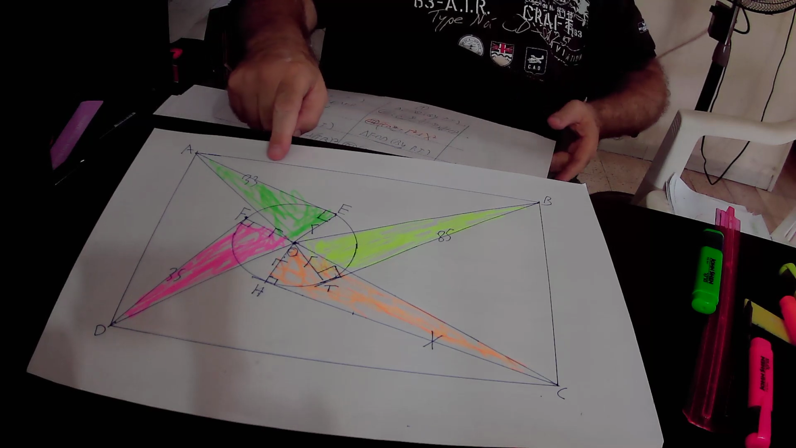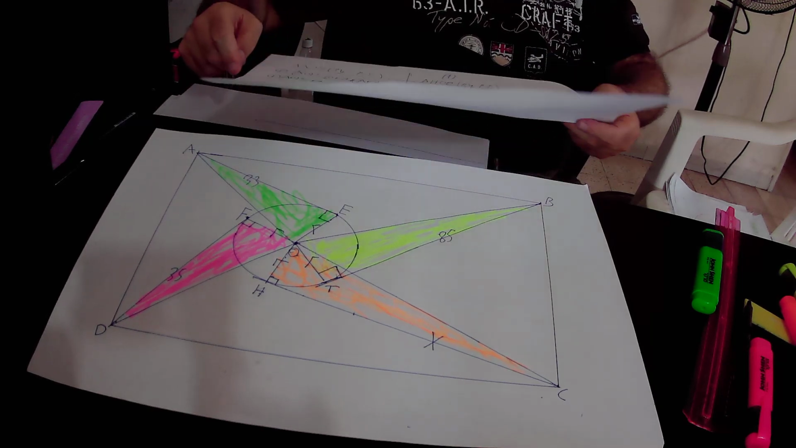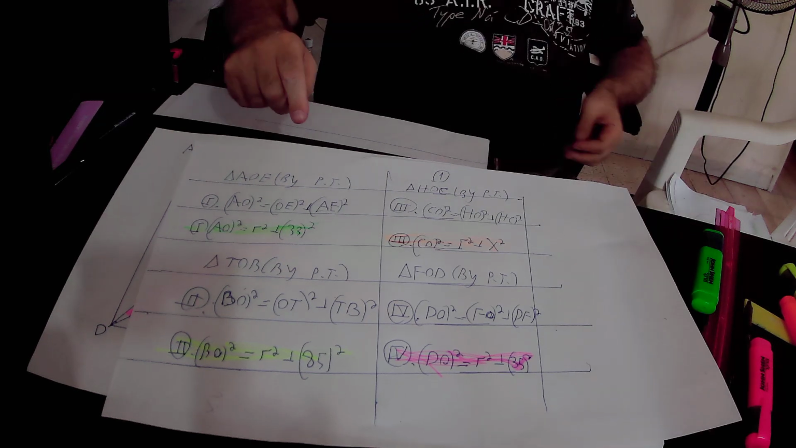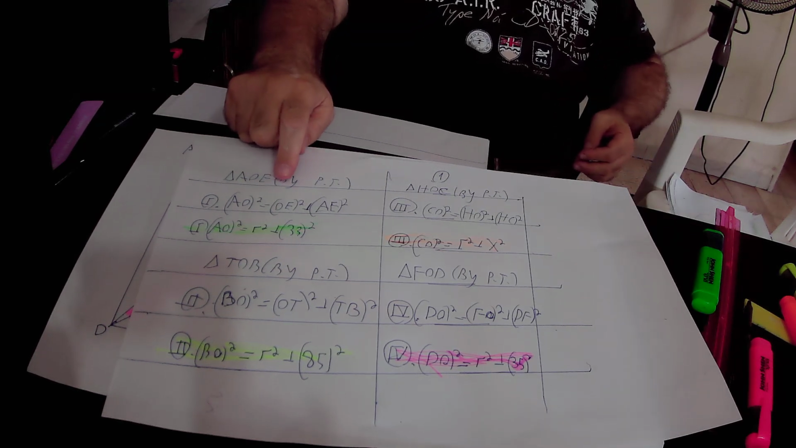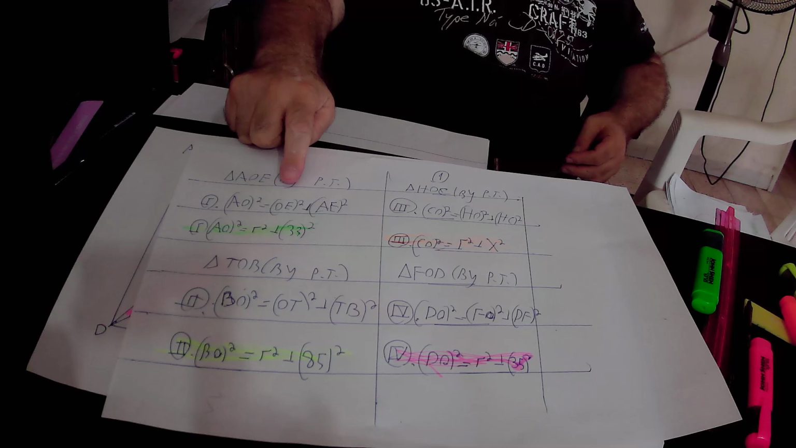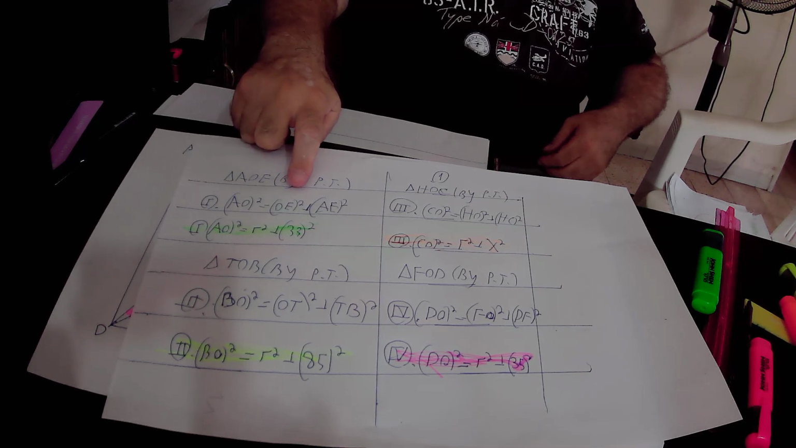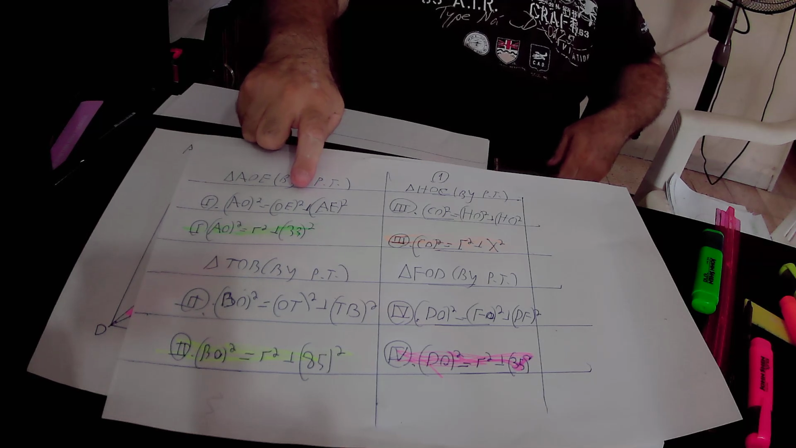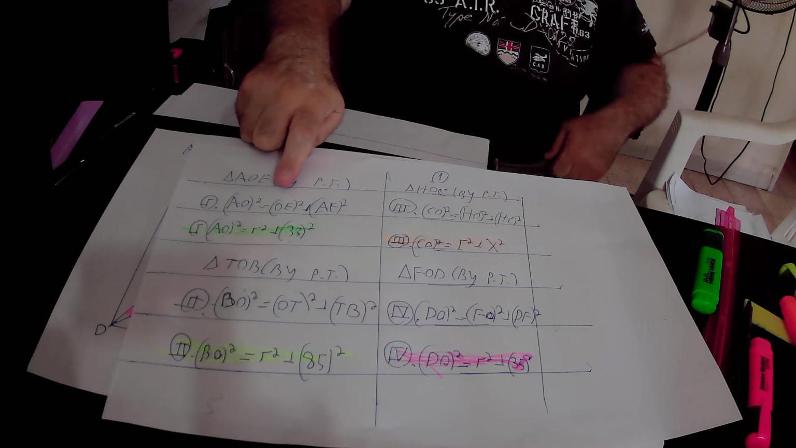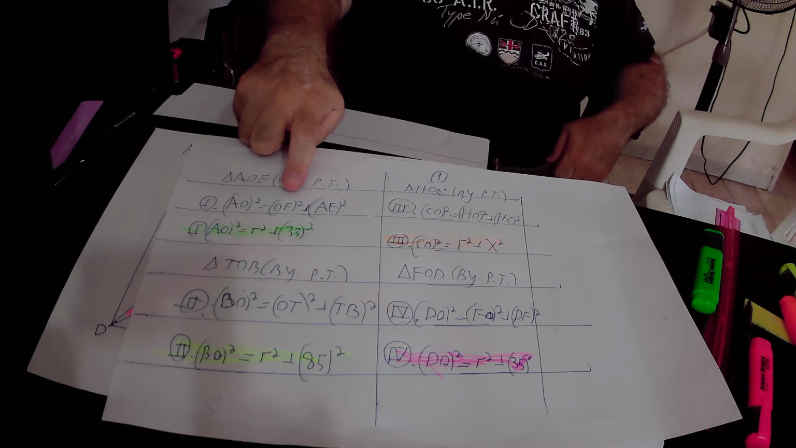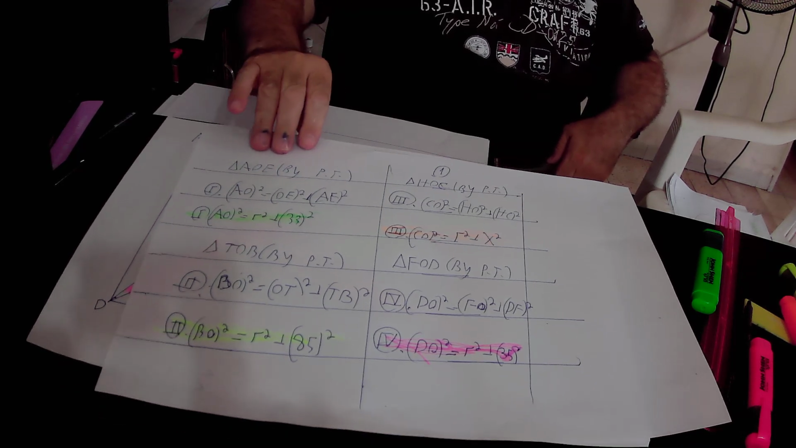AE equals 33, OE equals R. So AO square equals OE square. OE is R, so OE square is R square, plus AE square. AE is 33, therefore AE square is 33 square. So according to equation number 1, we found out that AO square equals R square plus 33 square.